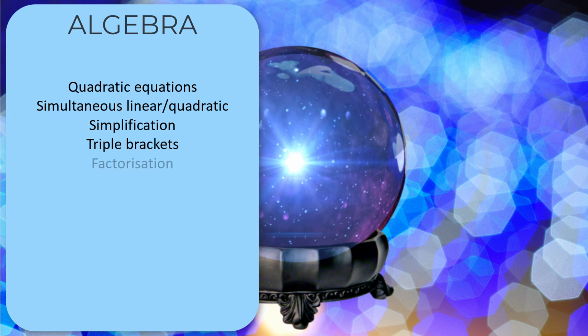Factorization. So either factorizing from a single bracket. Don't forget, if it says factorize fully, there's more than one factor that needs to come out, and you'll lose marks if you don't find them all. And double bracket factorization, so factorizing a quadratic. You should know how to do those.